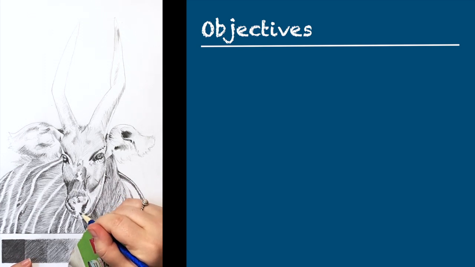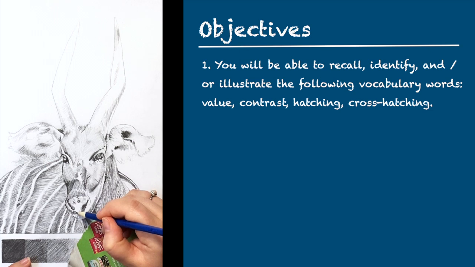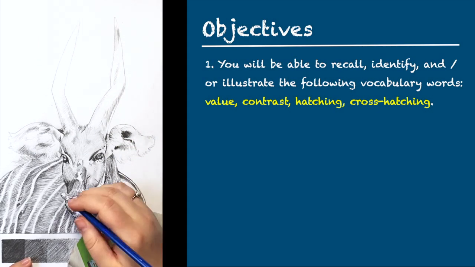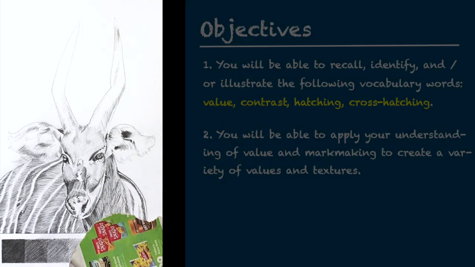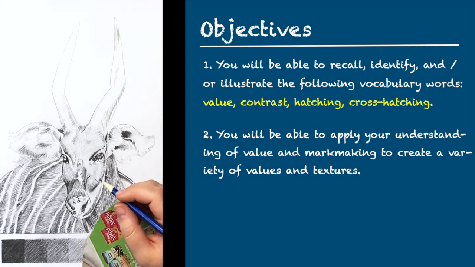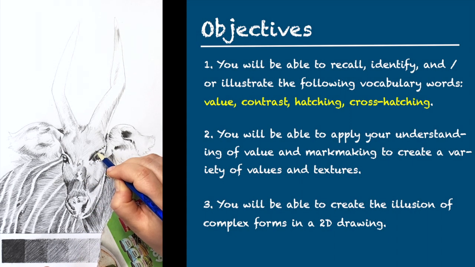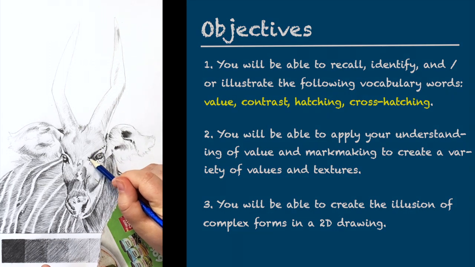These are our goals for what you should be able to do by the end of this lesson if you put its principles into practice through enough structured experimentation and projects. Objective 1. You will be able to recall, identify, and/or illustrate the following vocabulary words: value, contrast, hatching, and cross-hatching. Objective 2. You will be able to apply your understanding of value and mark-making to create a variety of values and textures. Objective 3. You will be able to create the illusion of complex forms in a 2D drawing.